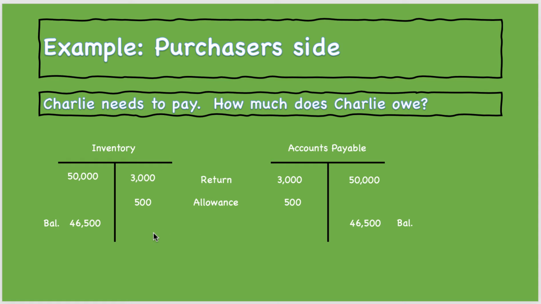So what's the balance? Well, the balance of this purchase invoice now, after the returns, after the allowances, is $46,500. So we see that our inventory balance is $46,500, which matches our accounts payable that we owe Woodstock, $46,500. So now let's go ahead and let's pay Woodstock.